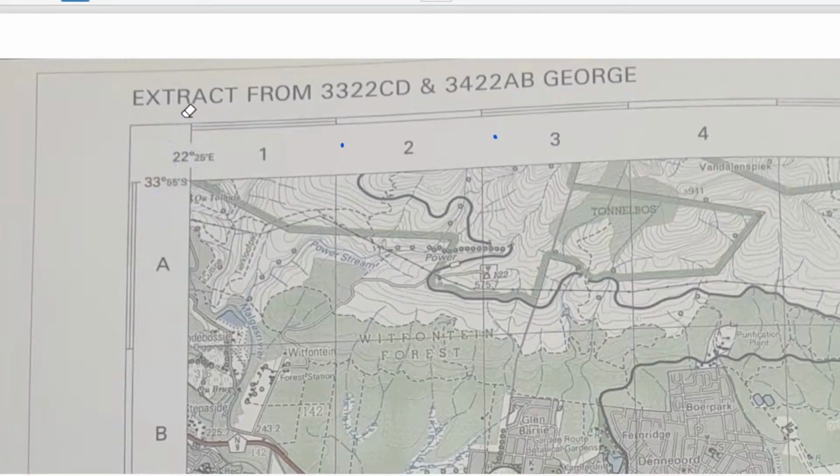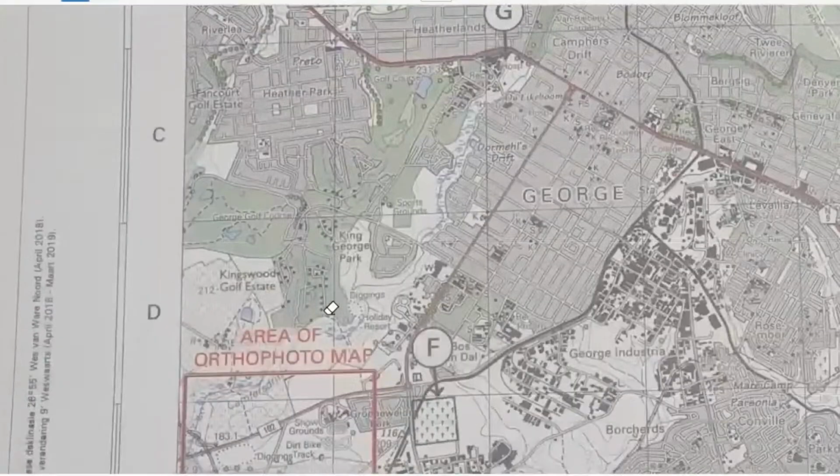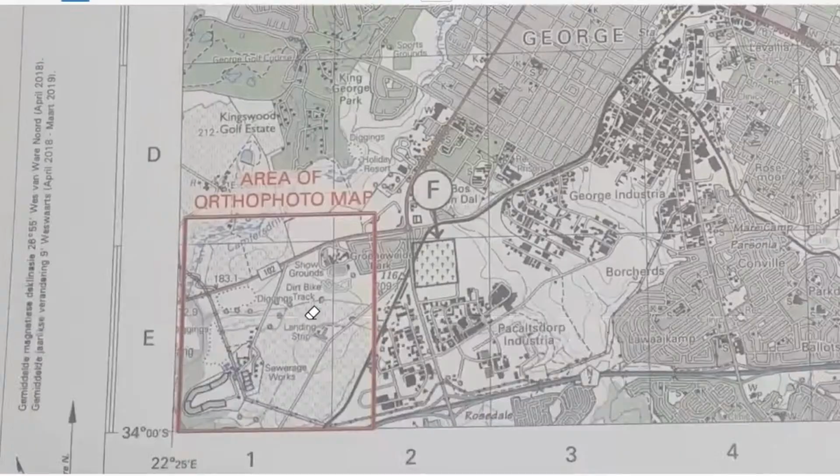Right, we'll go to our block. The measurements are already provided. So there's not much need for us to go to the block.